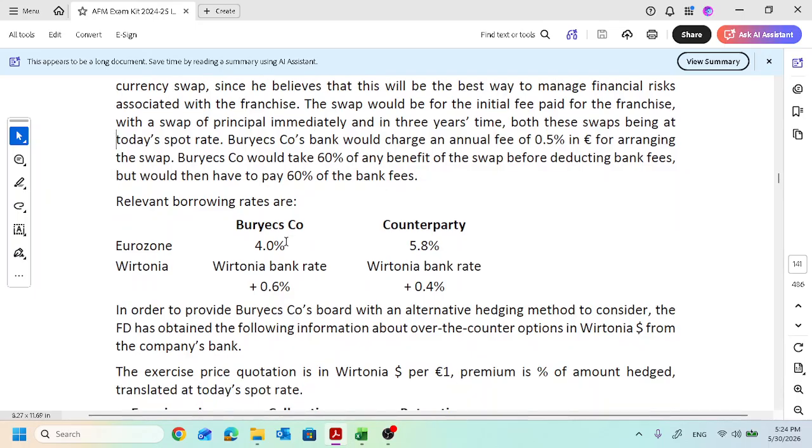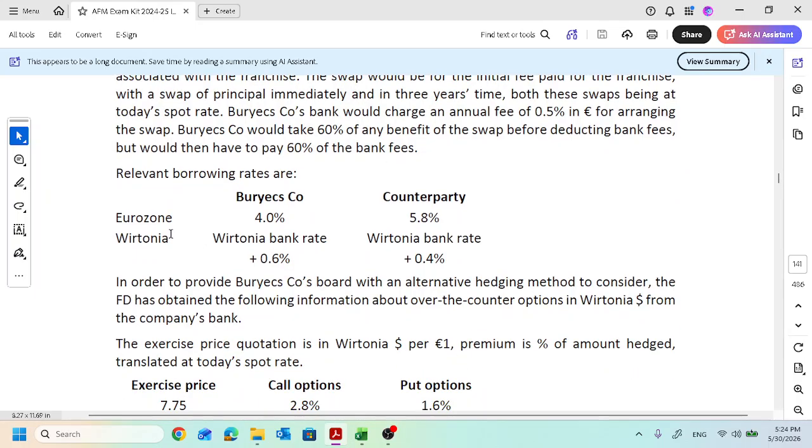Relevant borrowing rates. Eurozone, B company should have the lower rate. See, they can borrow at 4% because B company is already functioning in Eurozone. Whereas counterparty, it's in Virtonia, they can get euro at 5.8%. Euro borrowings at 5.8%. Right. But Virtonia borrowing rates, counterparty gets a cheaper rate. Can you see? Virtonia bank rate plus 0.4. Whereas this company, if they want to go and borrow there, they will borrow at Virtonia bank rate plus 0.6.